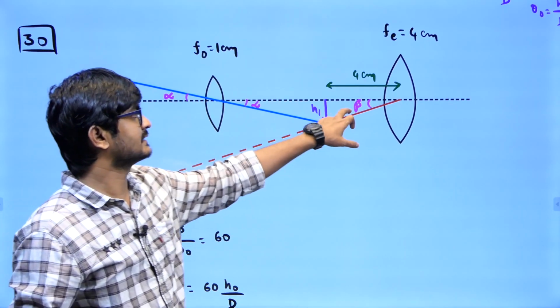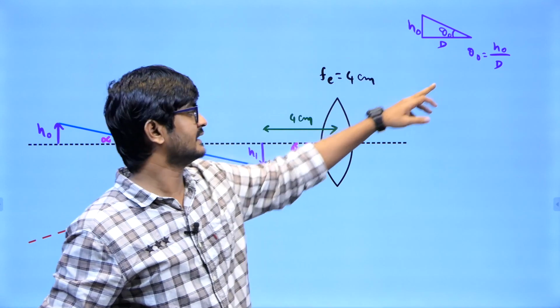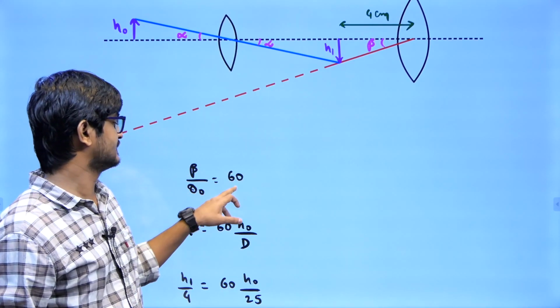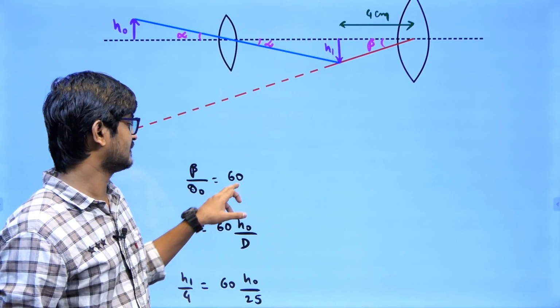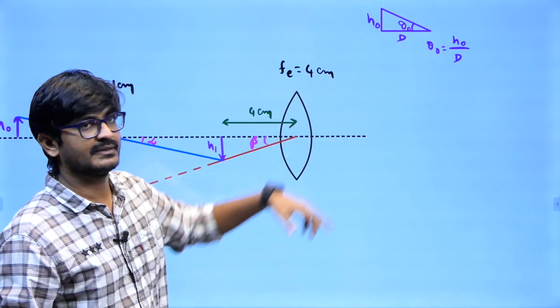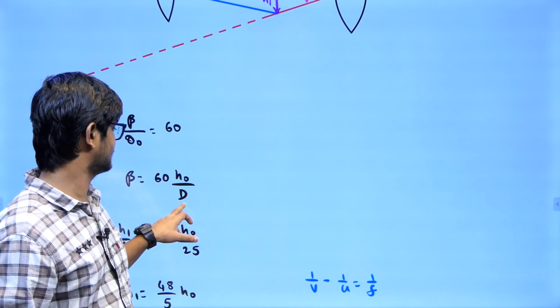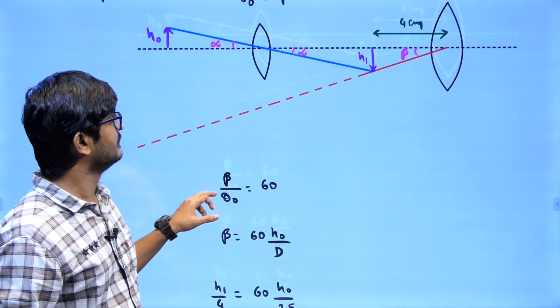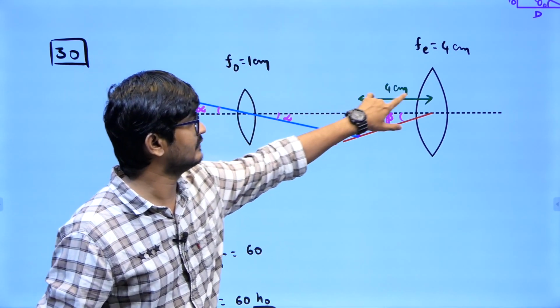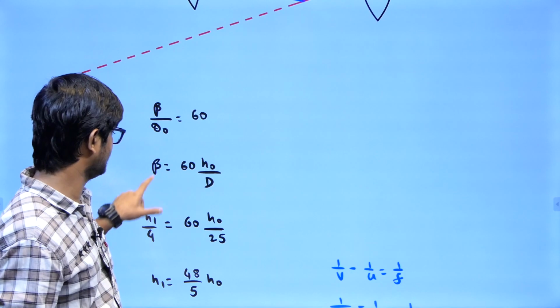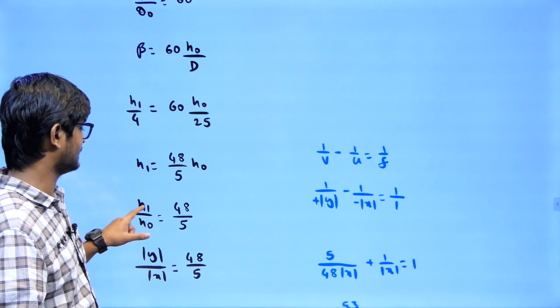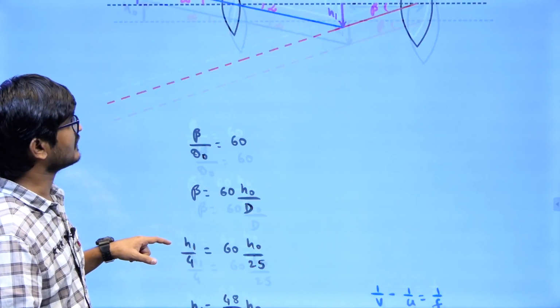That is new angle subtended by old angle subtended without any lens. Beta by theta naught is 60. So beta equals 60 times theta naught. Theta naught is height of the object by 25 centimeter. Now what is beta? Beta from the figure you can see is h1 by 4. So from here what you can get, h1 by h naught is 48 by 5.